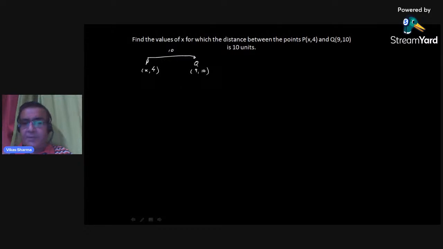This is a very simple question. I think you'll be able to do it very quickly. I can see it's very simple. So we know that PQ is equal to 10 units. Okay, so we'll apply the distance formula. According to the distance formula, it will be the square root of x minus 9 whole square plus 4 minus 10 whole square. That should be equal to 10. Okay, waiting for the correct answers in the chat box.